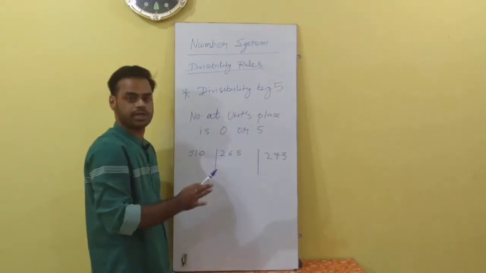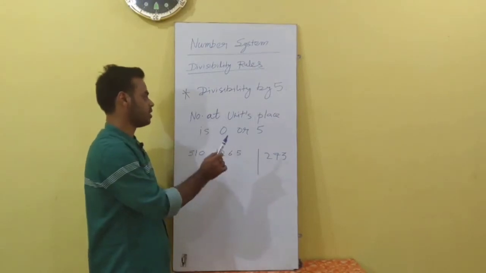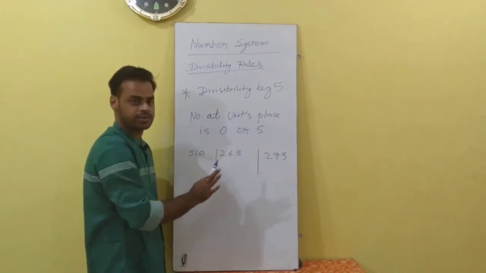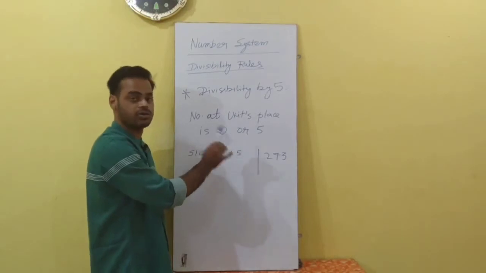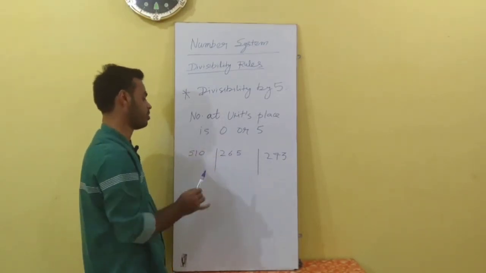So how to know whether the number is divisible by 5 or not? We will always check whether the number at units place is 0 or 5. If in the given number the number at units place is 0 or 5, then the given number will be completely divisible by 5. So we have taken 3 examples.